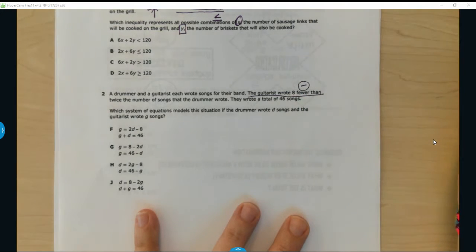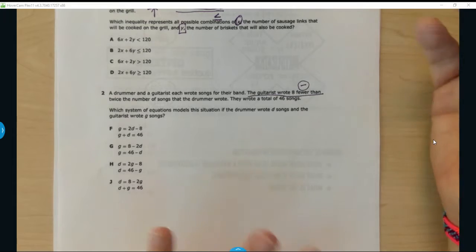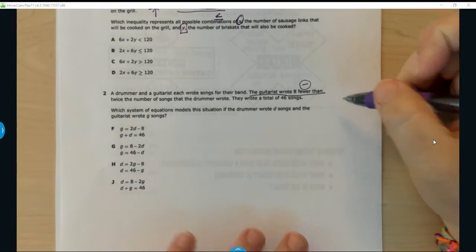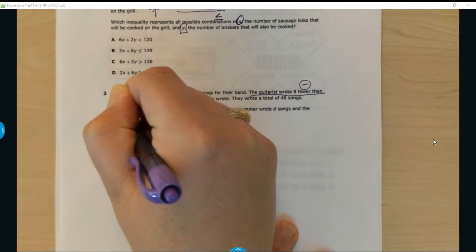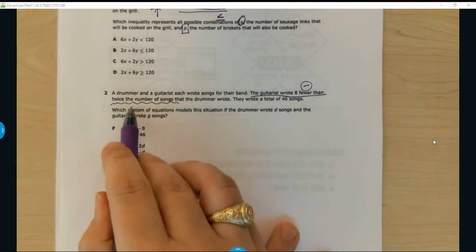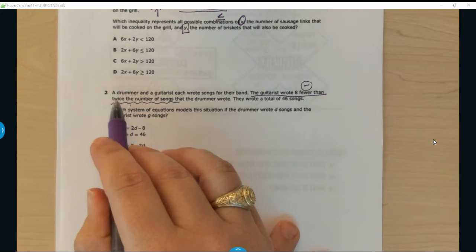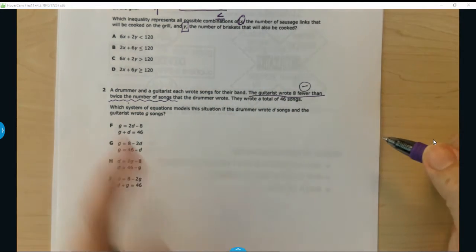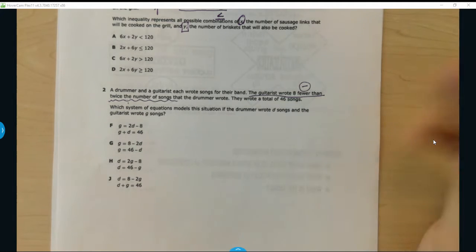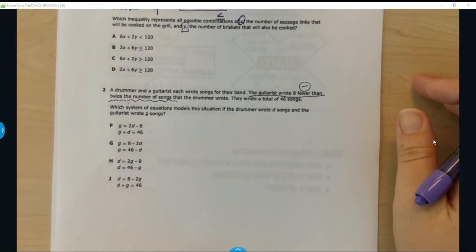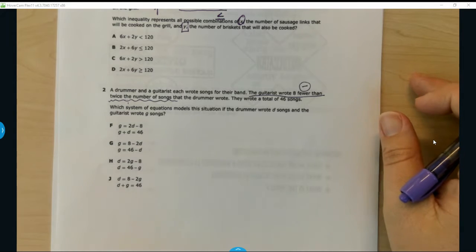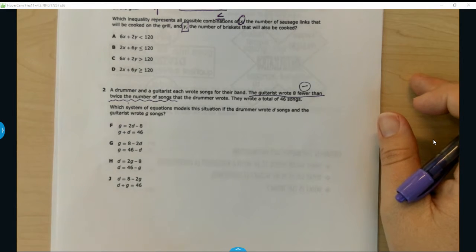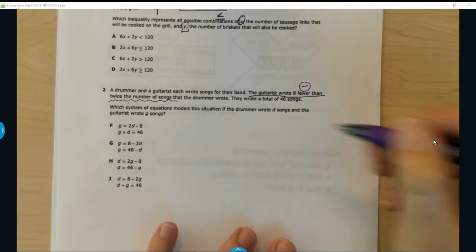That's going to mean subtraction, or 8 less than, 8 fewer, subtracting. Then twice the number of songs. Twice right here means you're multiplying by 2. And then you know that both of them added together came up with the 46 songs.